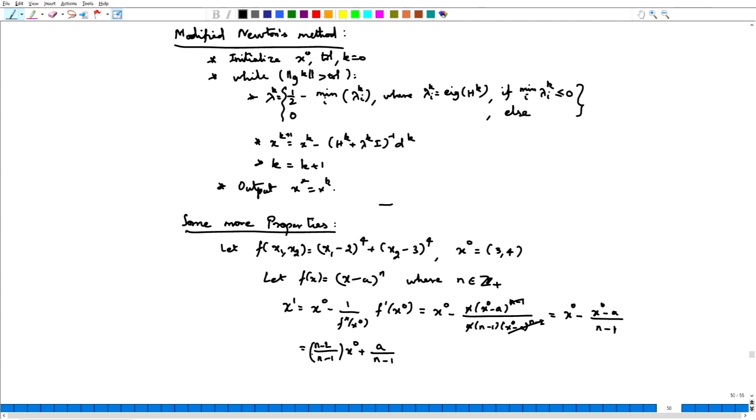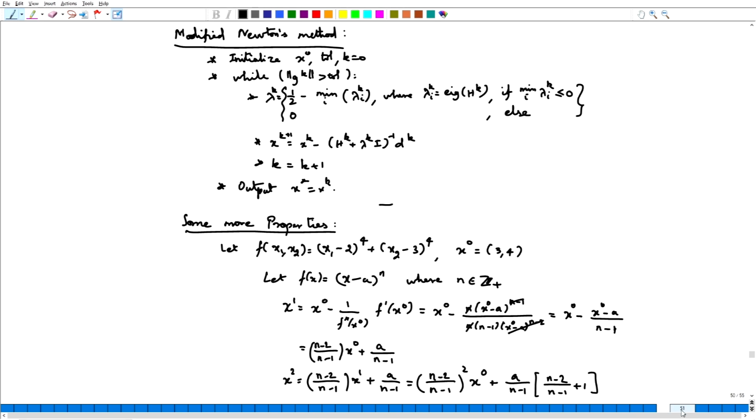The process would be the same, you can verify that. So, it would just be (n-2)/(n-1) into x1 plus a/(n-1). If you write this again, you will have ((n-2)/(n-1)) the whole squared x0 plus a/(n-1) into (n-2)/(n-1) plus 1. Okay. So, that is x2.